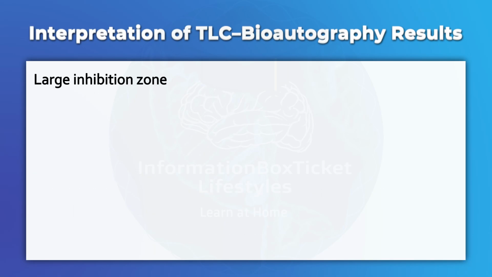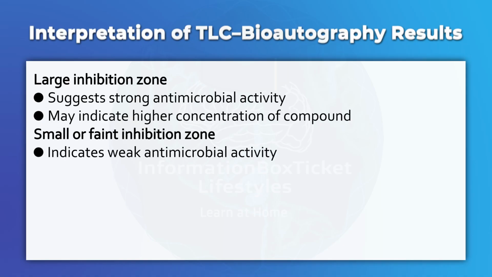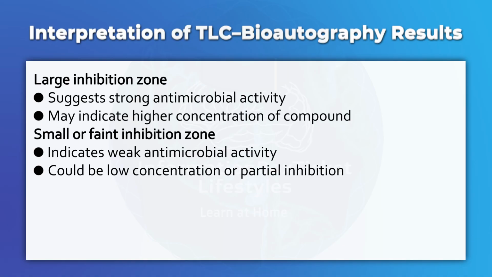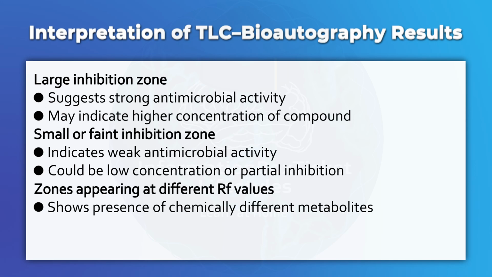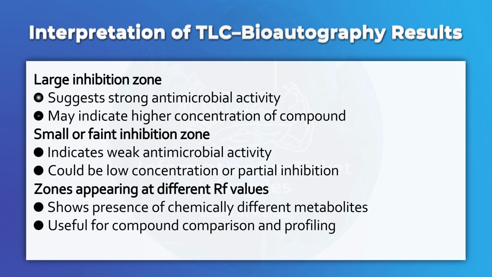Large inhibition zone suggests strong antimicrobial activity. May indicate higher concentration of compound. Small or faint inhibition zone indicates weak antimicrobial activity. Could be low concentration or partial inhibition. Zones appearing at different RF values show presence of chemically different metabolites. Useful for compound comparison and profiling.